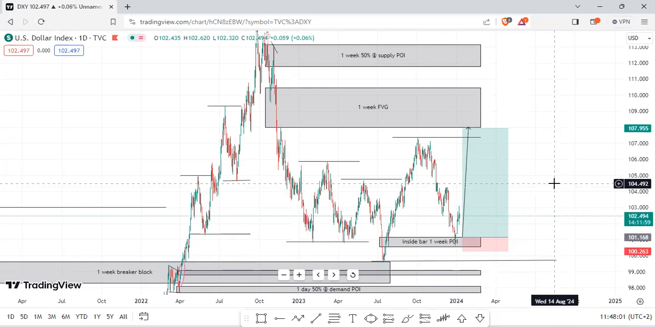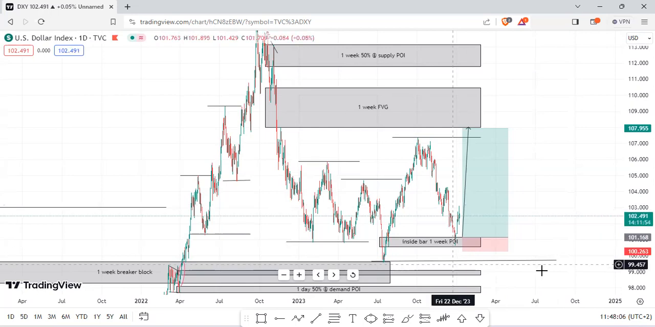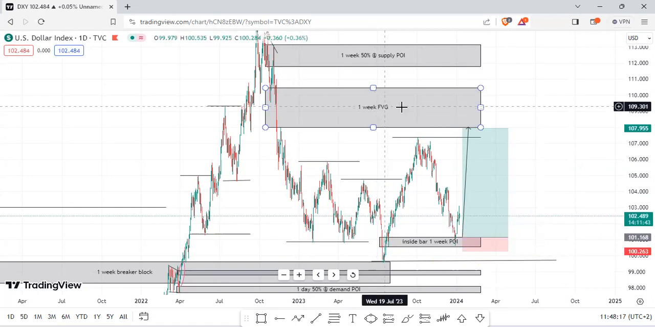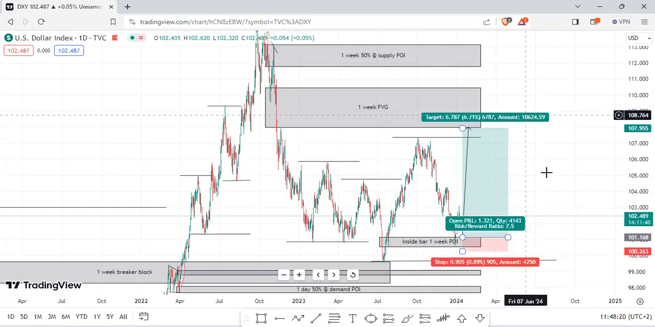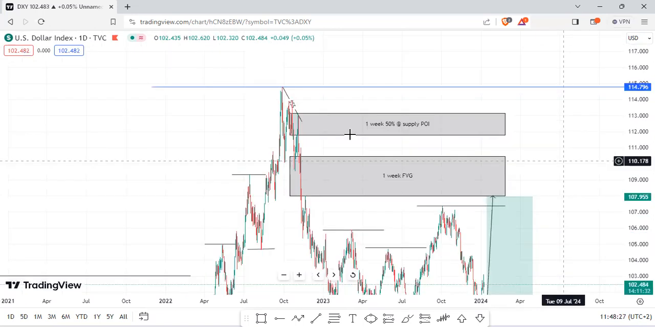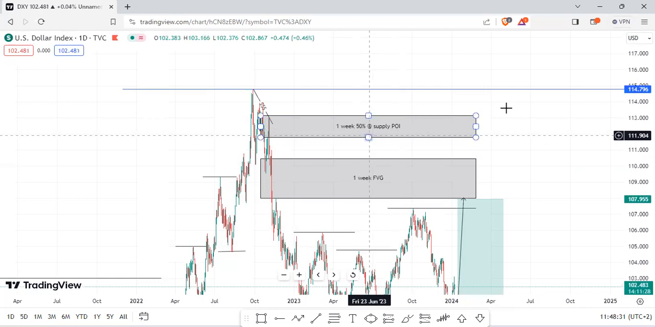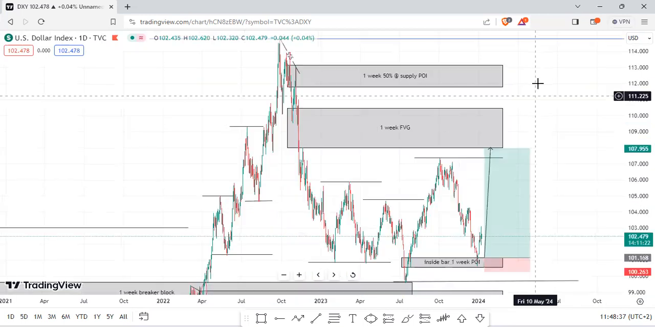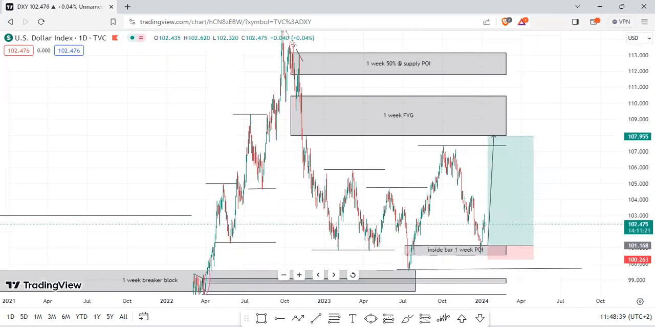So this is my bigger time frame analysis on the DXY. Hence, I'm saying I still want to see the DXY shoot upwards. And maybe coming back to this weekly fair value gap and then react or even continue upwards and take this 50% of a supply, or maybe even this, what you call liquidity.